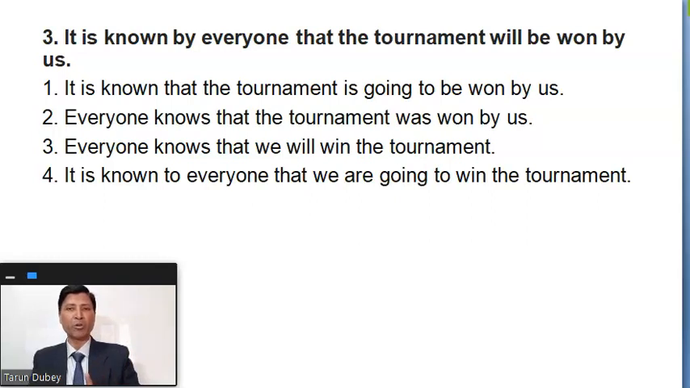And you have to do it by yourself. Try to do this question number 3 by yourself. Look at it: "It is known by everyone that the tournament will be won by us." What is the keyword? "It is known" is verb number 1, and "will be won" is verb number 2. What will the question framer give as the answer? "It is known" is the passive form of simple present, is, am, are plus V3, and "will be won" is the passive of simple future. So "knows" and "will win" will be my answer. Where is "knows"? Options 2 and 3. And where is "will win"? 3. That means my answer is 3.